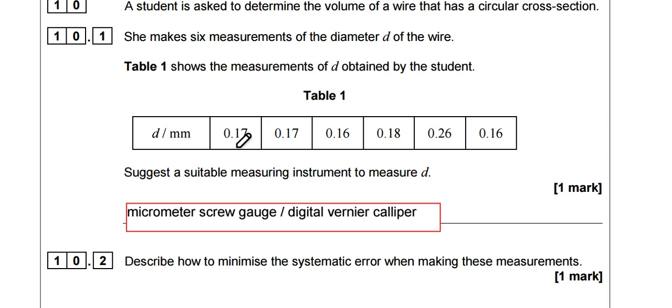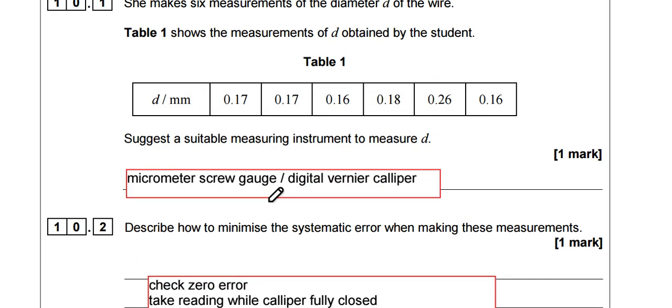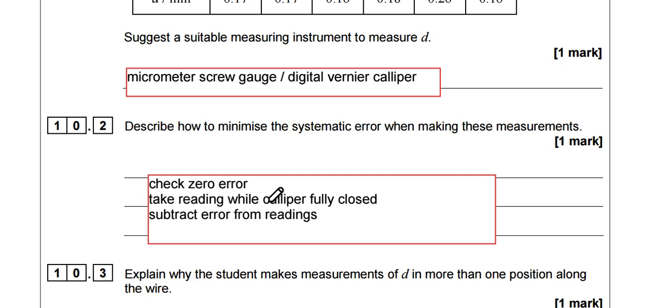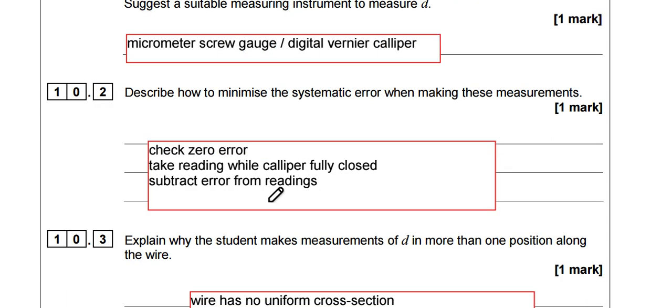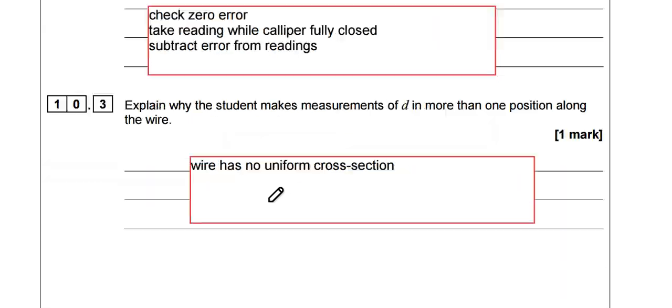You can see that it is 0.2 numbers here, so this can only be measured by a micrometer screw gauge or a digital vernier caliper. To minimize the systematic error, we should check the zero error, take the reading while the caliper is fully closed, and subtract this error from the readings.